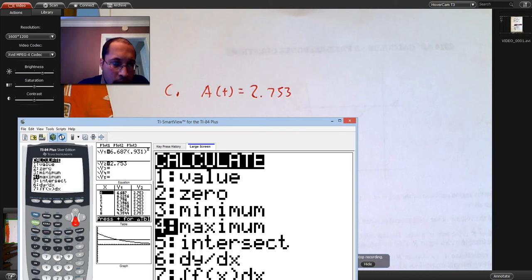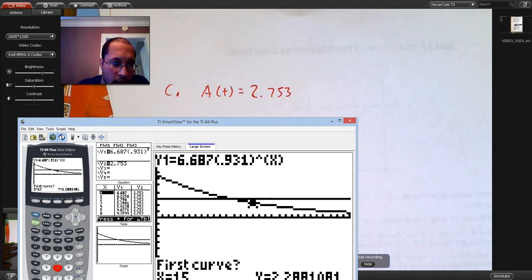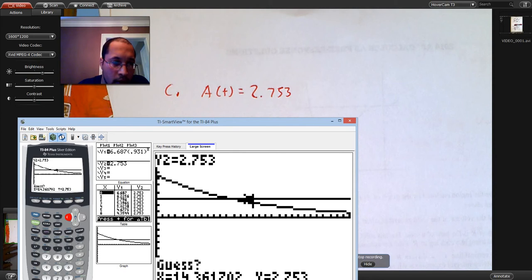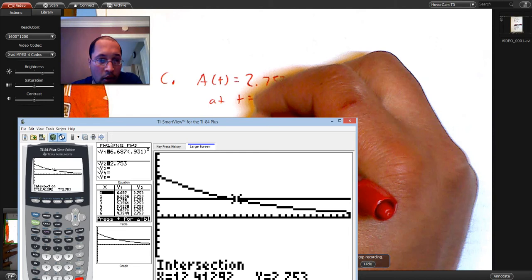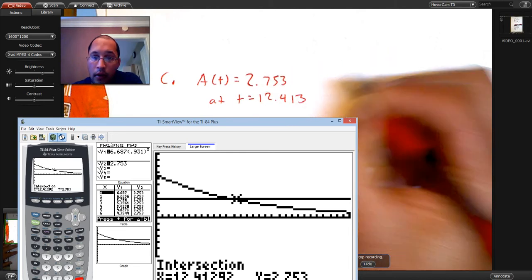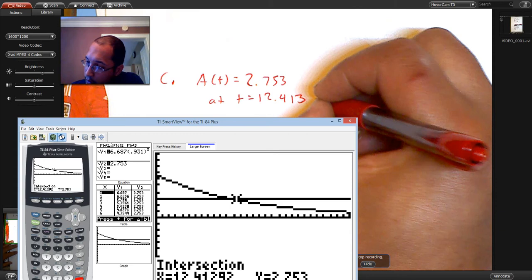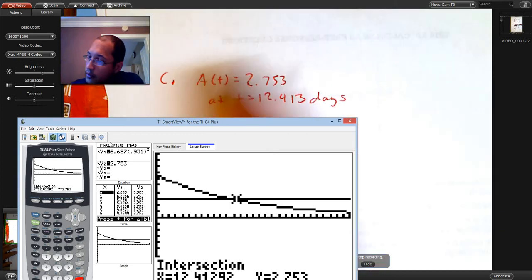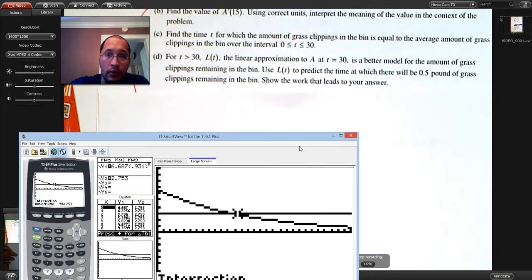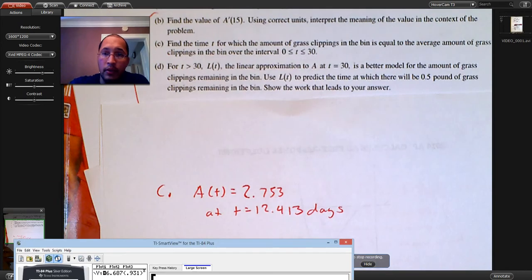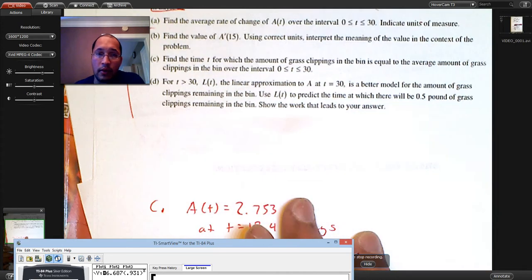So close yet so far away. First curve, second curve. Now I gotta guess, get closer. So 12.41413 at t equals 12.413 days. Okay, so that was the answer for C, which was find the time the amount of grass clippings in the bin is equal to the average amount of grass clippings in the bin over the interval 0 to 30.